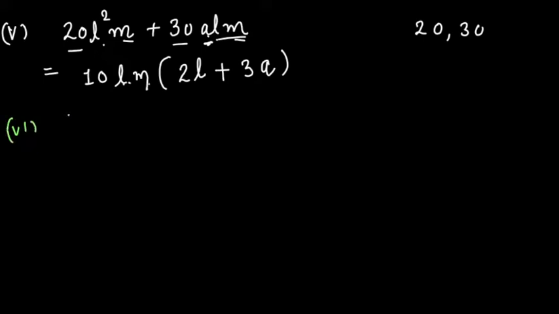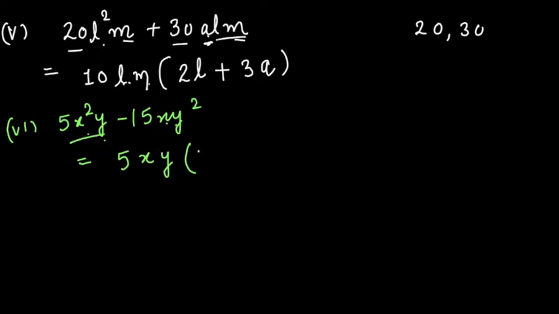Moving to the sixth part, which is 5x square y minus 15xy square. Again, what is common here? If you see, 5 is common from the constants, from the variable it is x square and x, so x common. This is y square, y is common. What are you left with here? X. Now from 15, if you take 5 common, this is 3y. So this is your solution. So when you have a binomial, you have to take the common factor carefully, take it out, and the rest of the terms go inside the bracket.